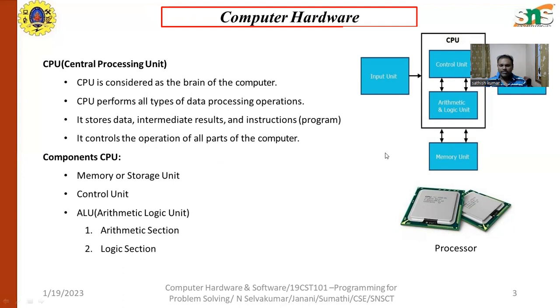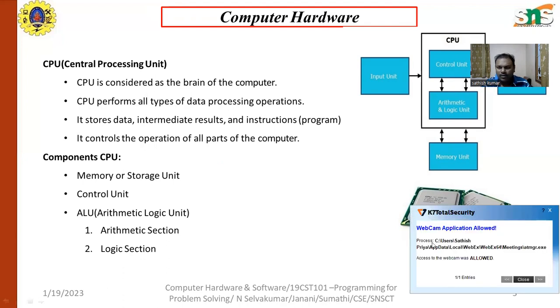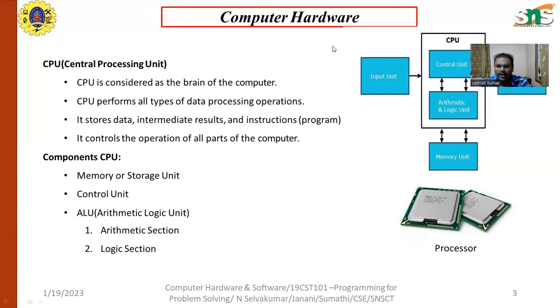It controls the operations of all the parts of the computer. Now the components of the CPU, which I have mentioned on the right-hand side: the memory or storage unit, the control unit, and the arithmetic and logical unit, that is, arithmetical sections and logical sections. In this diagram, the CPU holds the control unit and the arithmetic and logic unit.